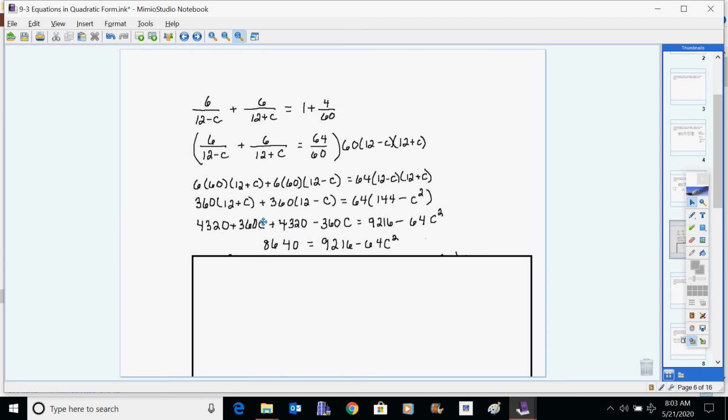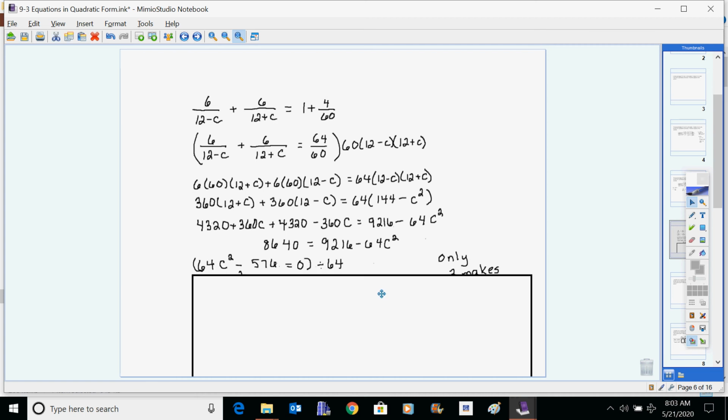360 minus 360, that's gone. So that's helpful. It's looking nicer all the time. We want to have a positive for our first term in our quadratic. And we say, oh my goodness, what happened here? Well, remember our c term, our linear term disappeared.